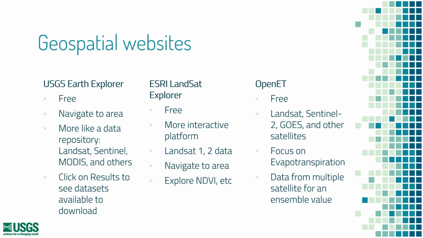OpenET is also free, and it also includes other satellite imagery such as Landsat and Sentinel 1 and 2. But the focus really is on evapotranspiration. What I like about this site is that it uses an ensemble value for multiple satellite imagery, which is pretty nice, because a lot of times you'll go to your aerial image and it'll have a lot of cloud cover from the satellite, and it's hard to control and get a great image.